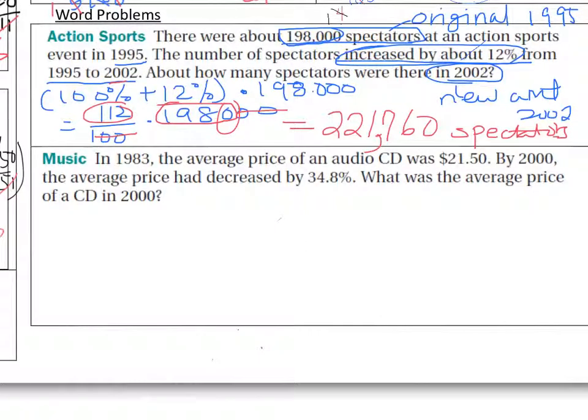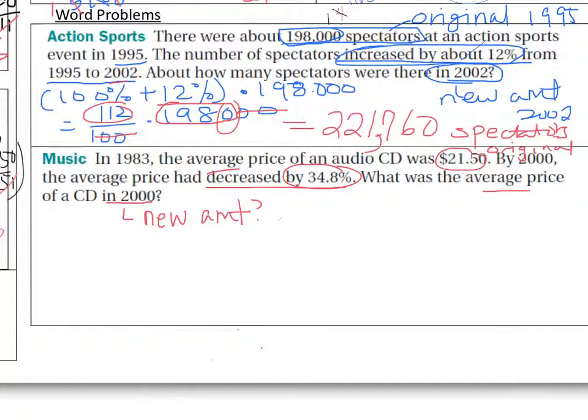Music. In 1983, the average price of an audio CD was $21.50. By 2000, the average price had decreased by 34.8%. What was the average price of a CD in 2000? So we need to find a new amount, and this new amount will have decreased. And the original amount was $21.50. And the amount of decrease was 34.8%.